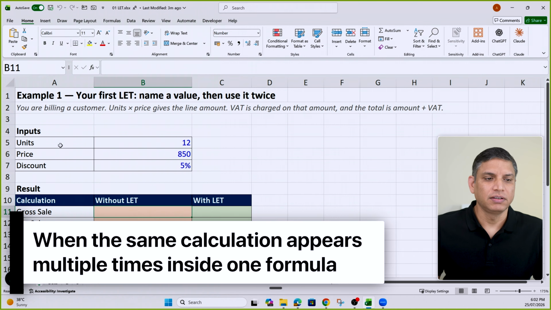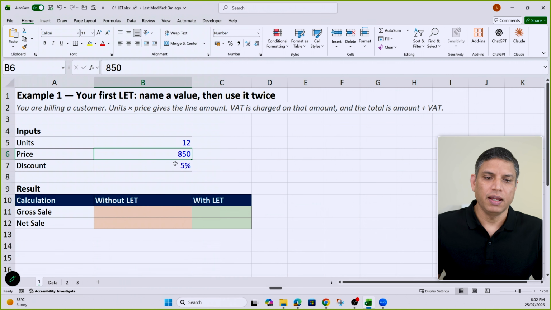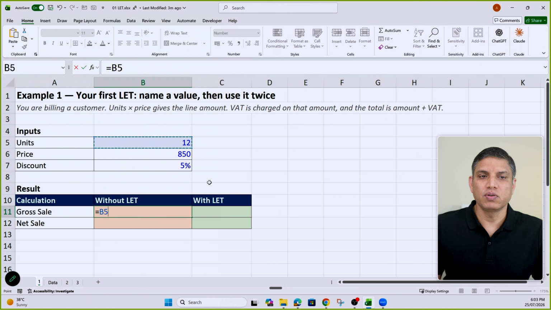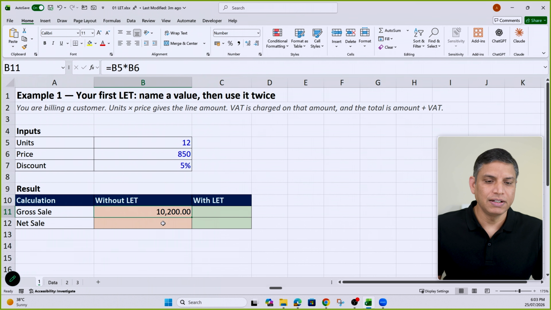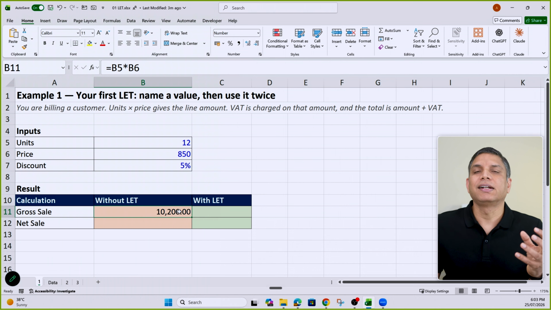I am having some units which I have sold at this price and 5% is the discount. Normally, what would be the gross sale? The gross sale would be whatever units you have sold multiplied with whatever is the price at which you have sold. That's my gross sales. But what about net sales? Net sales would be that I need to multiply it, whatever value comes, I need to use this 5% on that value and deduct that amount.